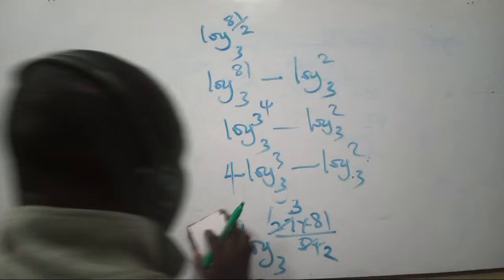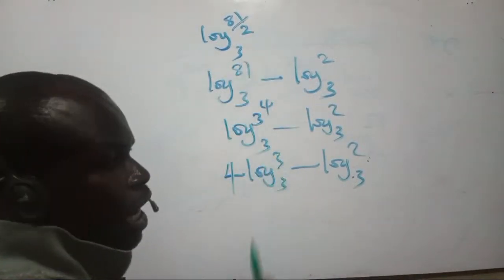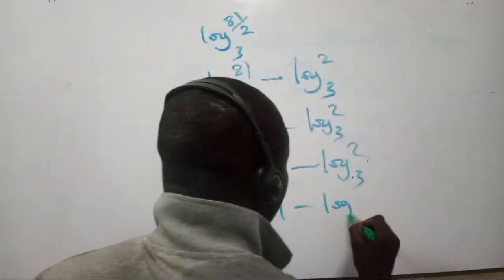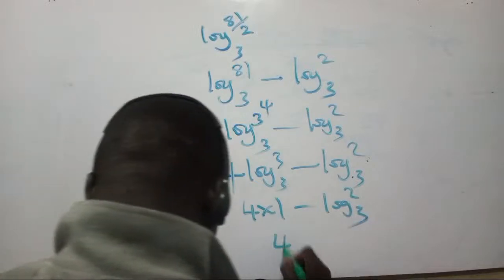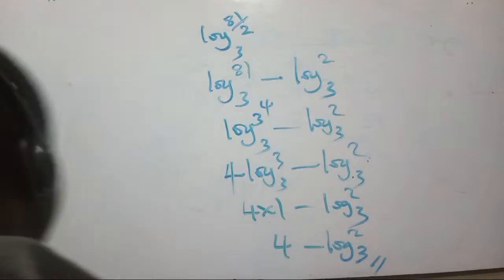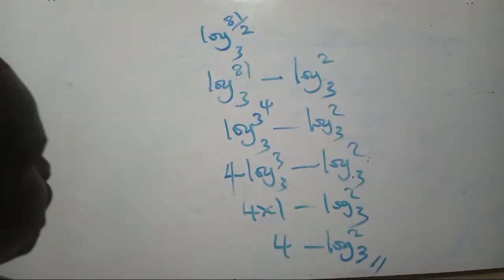In one of the laws, I think the fourth or fifth law, it says that if the log and the base are equal, it is equal to 1. So I'm going to get 4 times 1 minus log 2 base 3. So 4 times 1 is 4 minus log 2 base 3. And that will be the final answer.